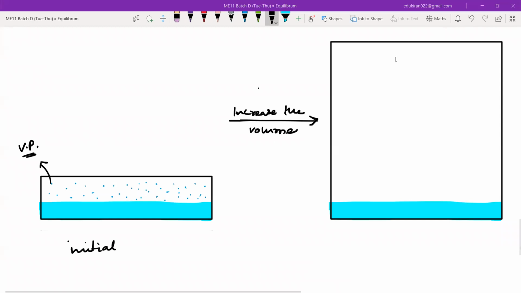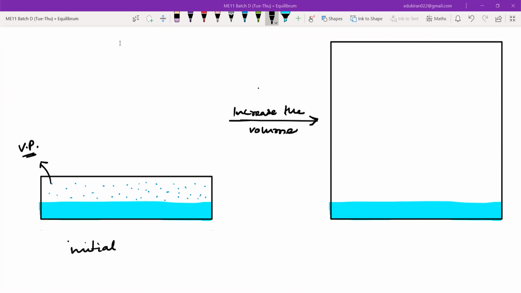The water which is in liquid form, please listen to this very carefully. The water which is in liquid form, will it see any change in its volume? Will the water in liquid form see any change in its volume? Not much. Okay, what about others? The liquid water. Will the volume of liquid water change? No, certainly not, right?